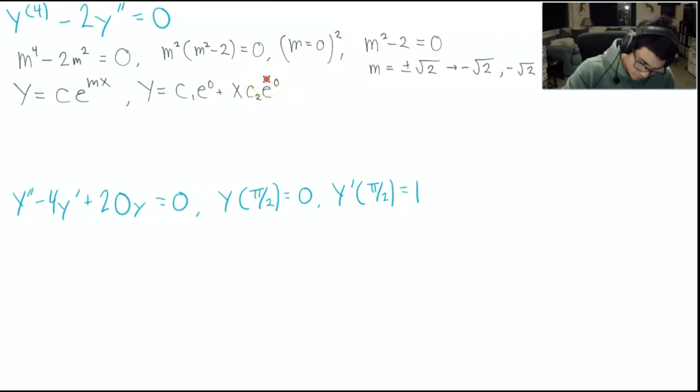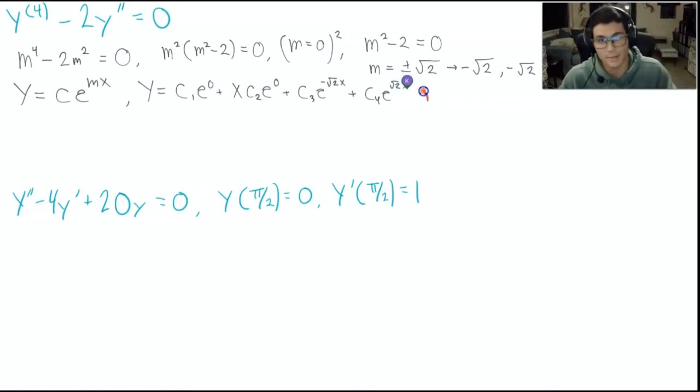Now the next one would be what? This, right? C3 e to the negative square root 2 x plus C4 e to the square root 2 x. So this is our actual solution right here, and this would build into this differential equation.